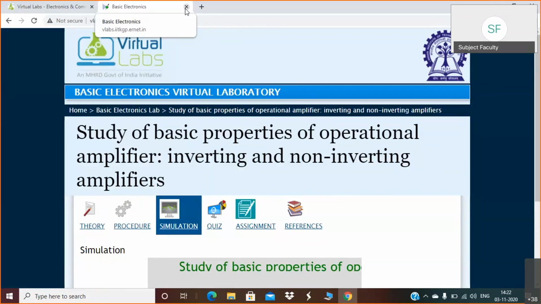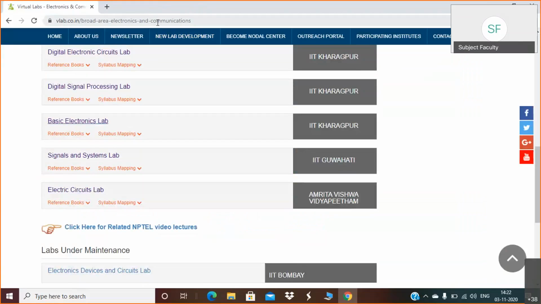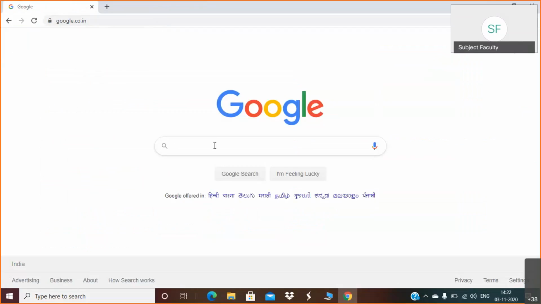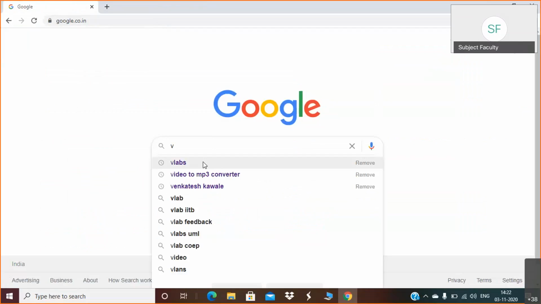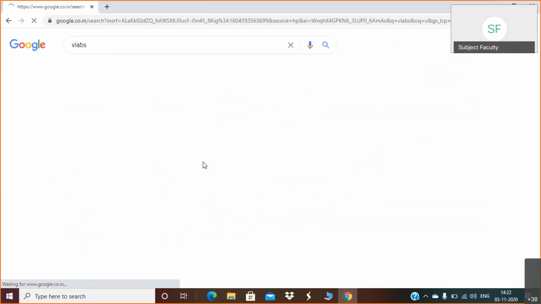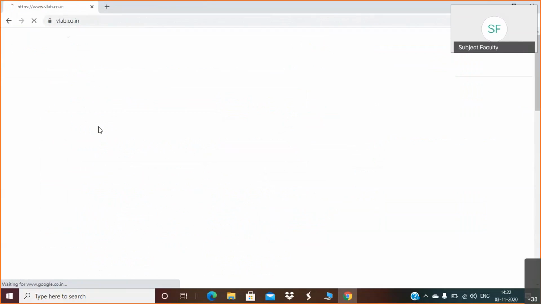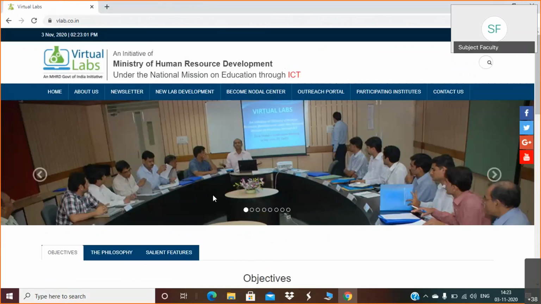Again, the first step is to open your browser. Type VLabs there, that is virtual labs, and select the first link, www.vlab.co.in. So this is the home page of virtual labs.